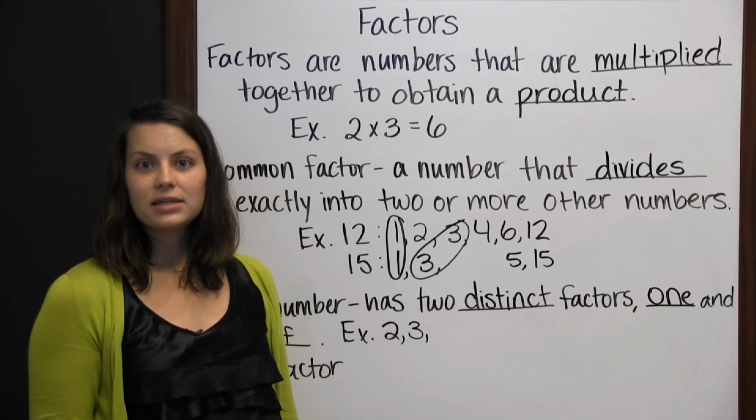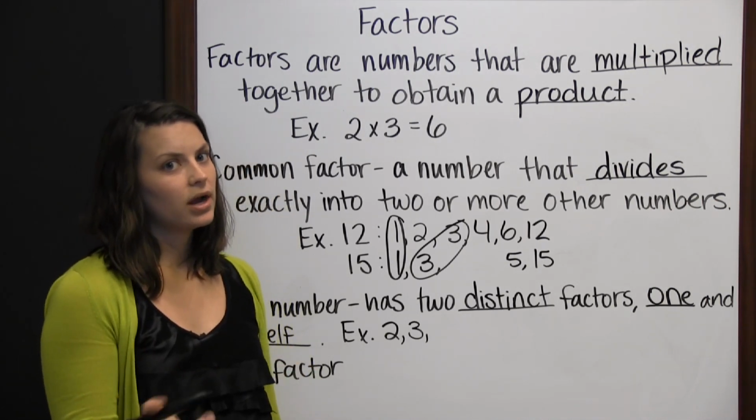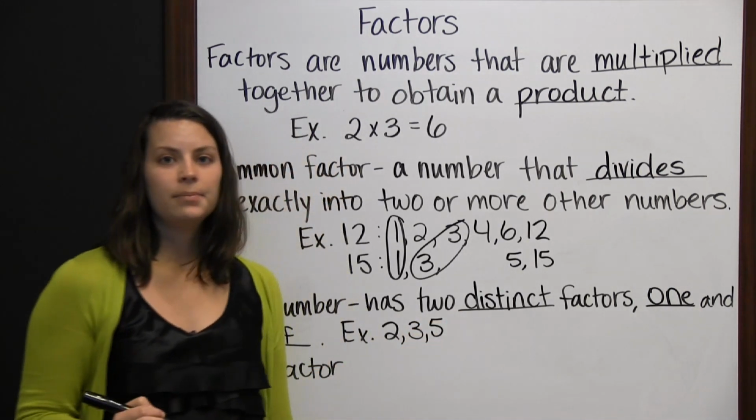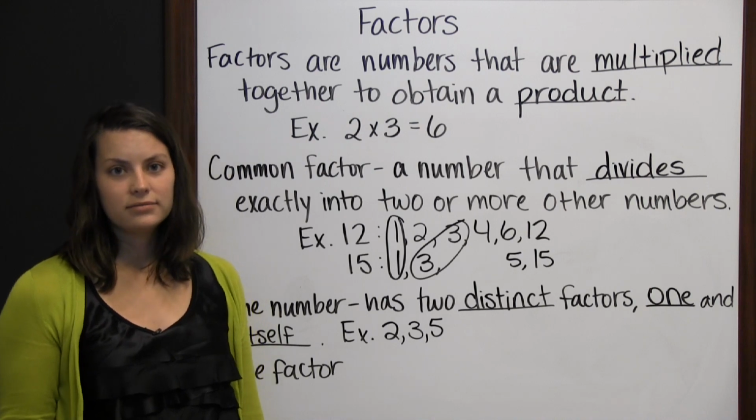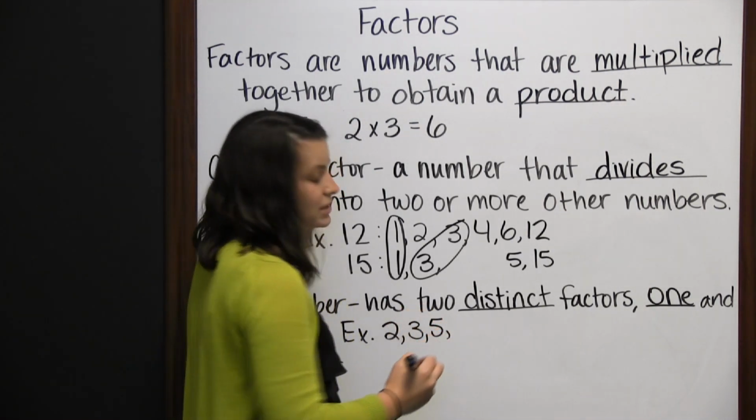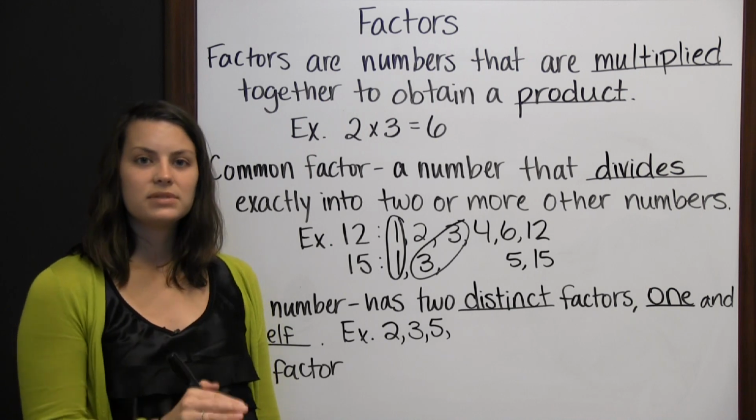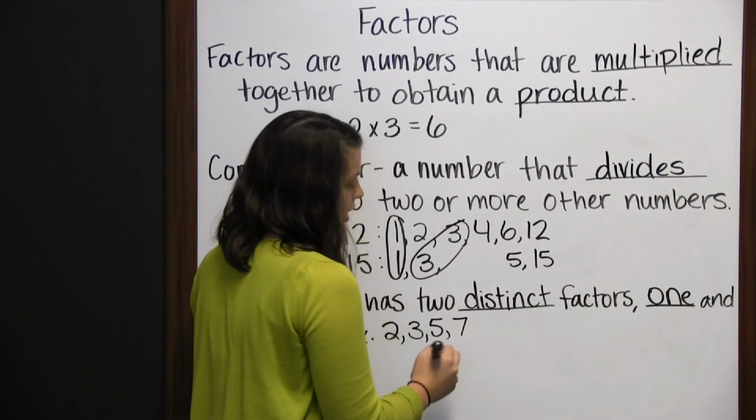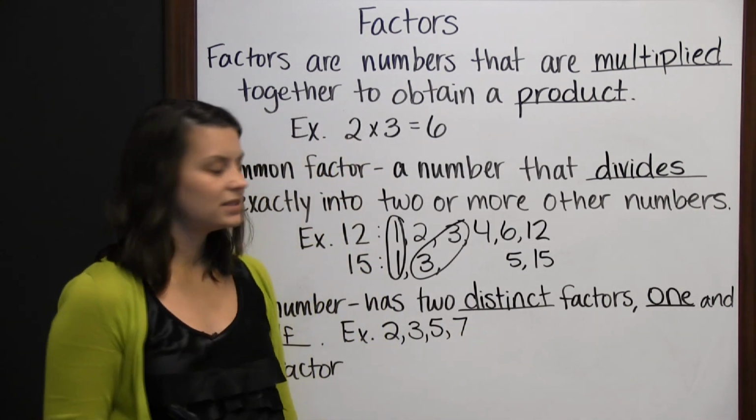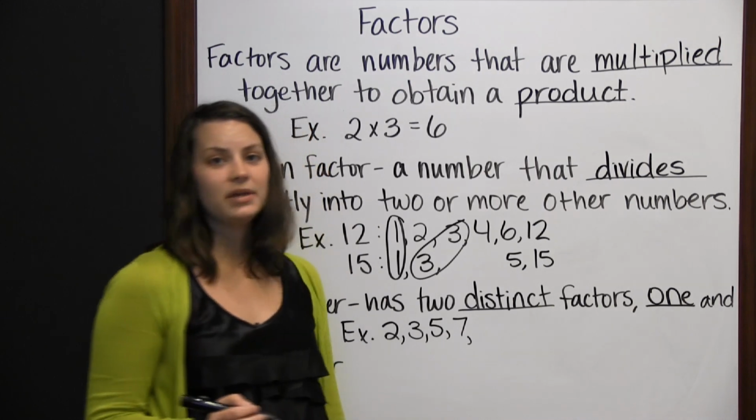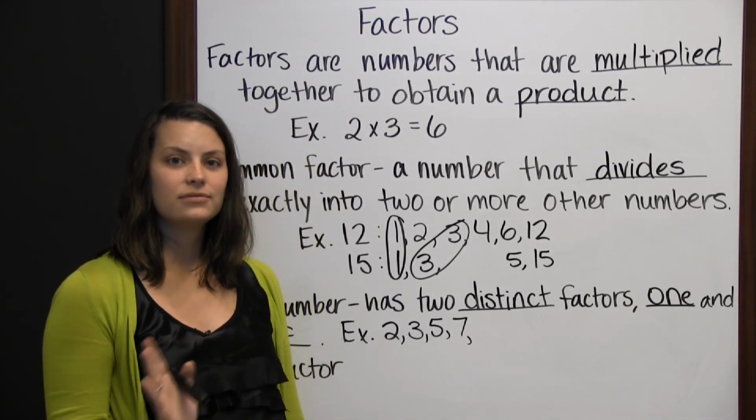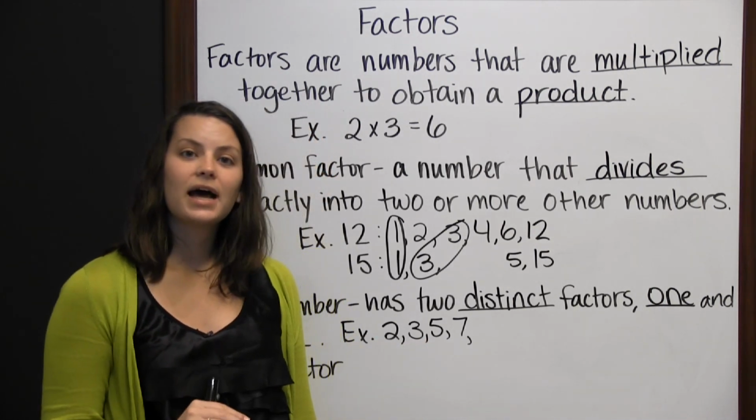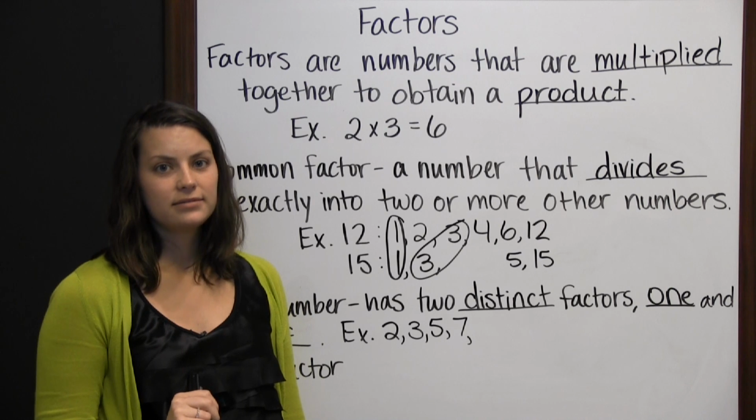4 would be composite, since 1 times 4 is 4, and also 2 times 2 is 4. 5 would be prime. Its only factors are 1 and 5. 6 would be composite. 1 times 6 is 6, and 2 times 3 is 6. 7 would be prime, since its only factors are 1 and 7. 8 would be composite. 1 times 8 is 8, 2 times 4 is 8. 9 would also be composite. 1 times 9 is 9, 3 times 3 is 9.